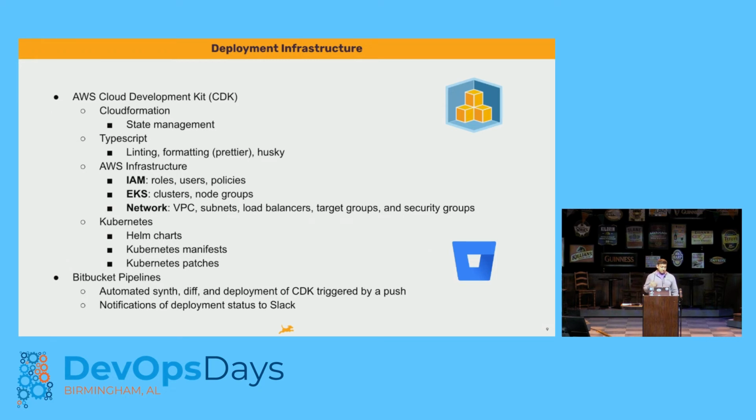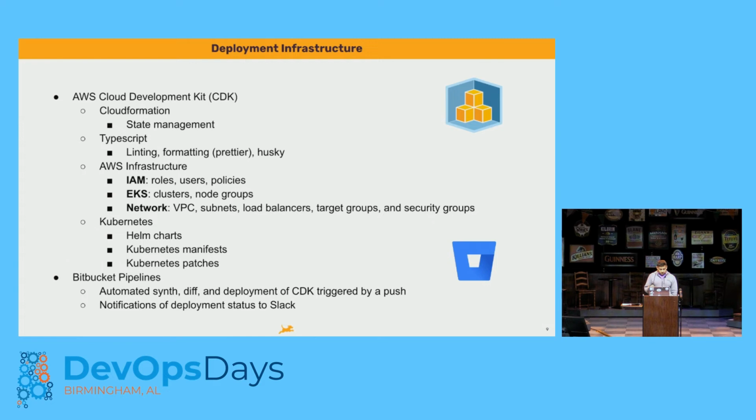And then we're actually even doing our Kubernetes work in CDK. So this is including things like the Helm chart installations, the Kubernetes manifests, patches, and also modifying our manifests on the fly based off of resource ARNs and IDs and whatnot that need to be inserted into our manifests on the fly.